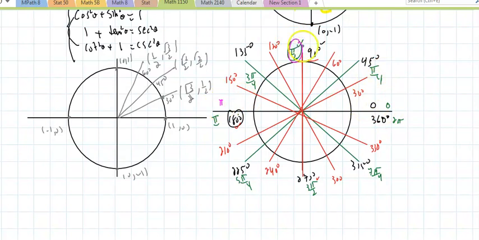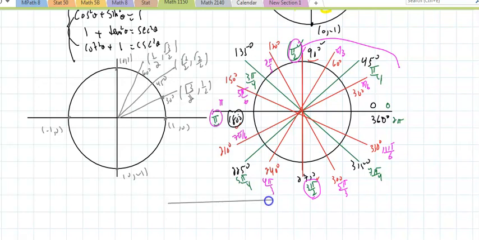And if I go back and say, you know what, this is 0, this is pi, this is pi over 2. I'm going to divide that by 3 or multiply it by 1/3. That would be pi over 6, 2 pi over 6, 3 pi over 6, 4 pi over 6 when you reduce it, 5 pi over 6, 6 pi over 6 reduced, 7 pi over 6, 8 pi over 6, 9 pi over 6 reduced, 10 pi over 6, 11 pi over 6, and 12 pi over 6. You need to know those.